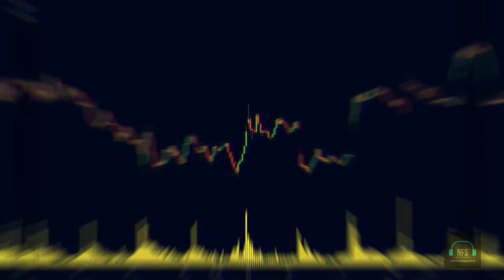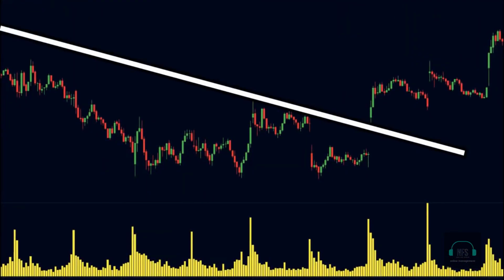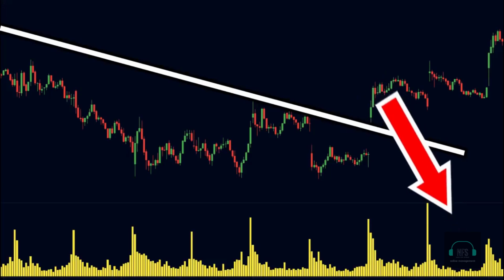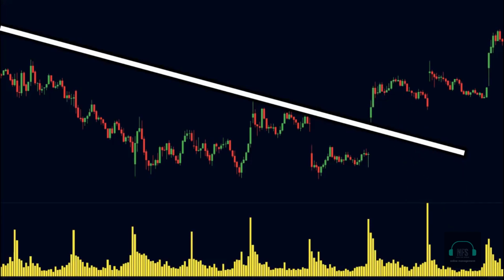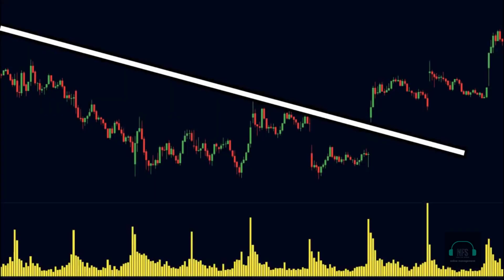Let us zoom in to see the candles clearly. Here is the same trend line that we were looking at before. Look at this candle. Here we see that the price has gapped up and broken the trend line. But at this point, the price could easily reverse and continue the downtrend. To confirm a strong breakout, we want high volume on the candle that broke the trend line. Again, this is the candle that broke the trend line.